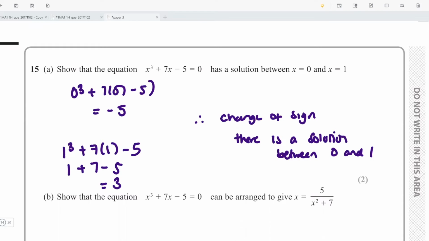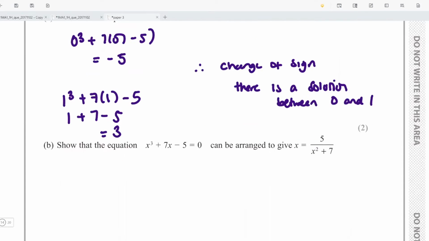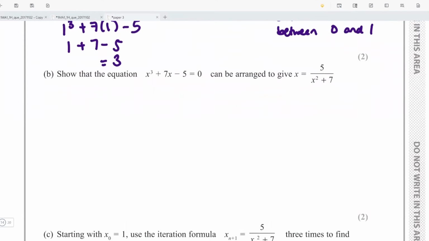Right, let's have a look then at the other question. Right, show that the equation can be rearranged. Okay, so we're now going to rearrange our equation. Obviously, rearranging is quite simple and straightforward. Sometimes it's not, but you have to just have a look at what they want from you. And more importantly, make sure that you're not making any mistakes when you are rearranging.